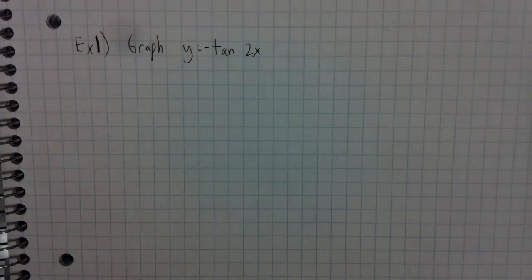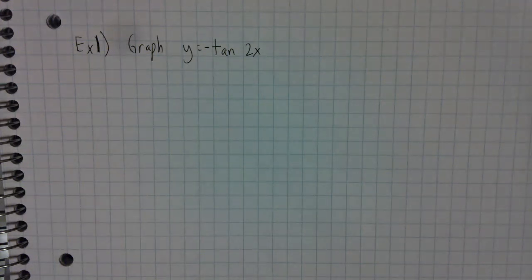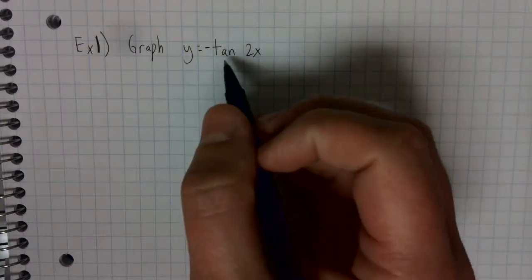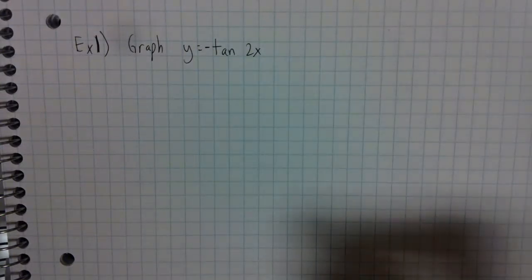All right, so in the last video at the very end, I realized I was getting rushed by the timer. I knew it was going to end on me, so I made a mistake when I was evaluating those last couple tangent values. So we're going to redo that example, and we'll do one more with cotangent. So we're going to graph, again, negative tangent of 2x.